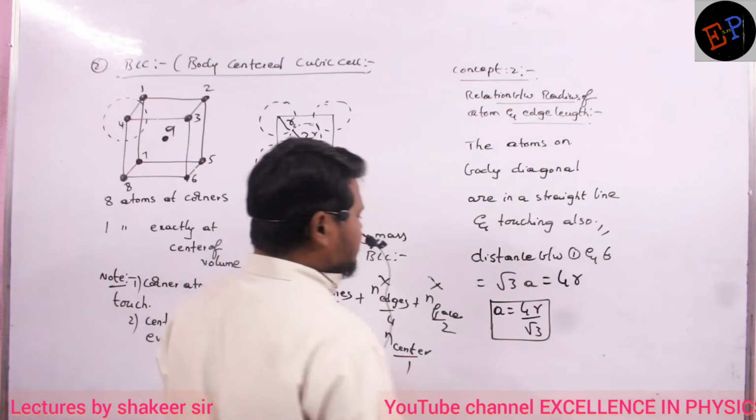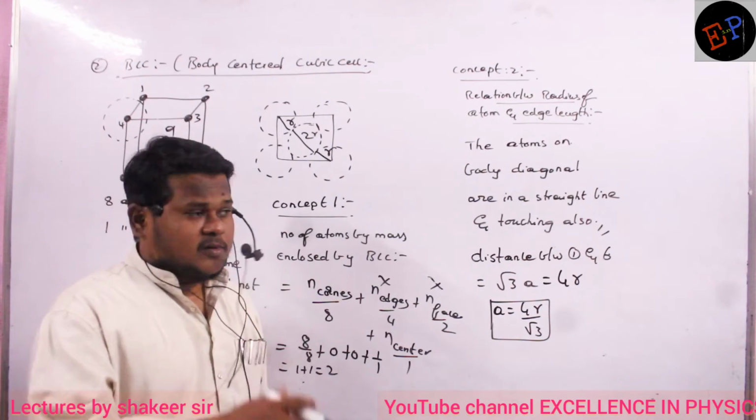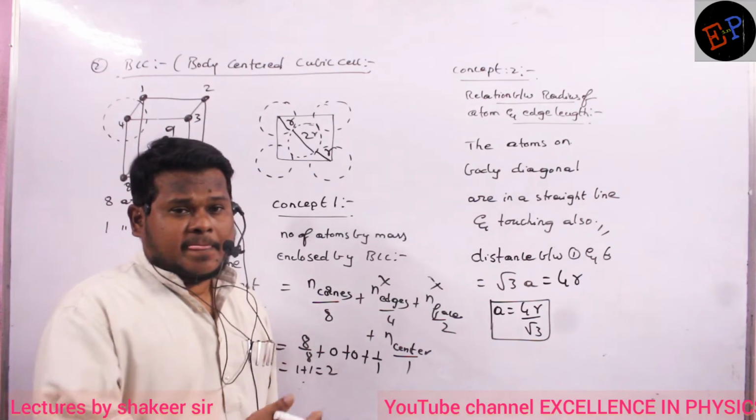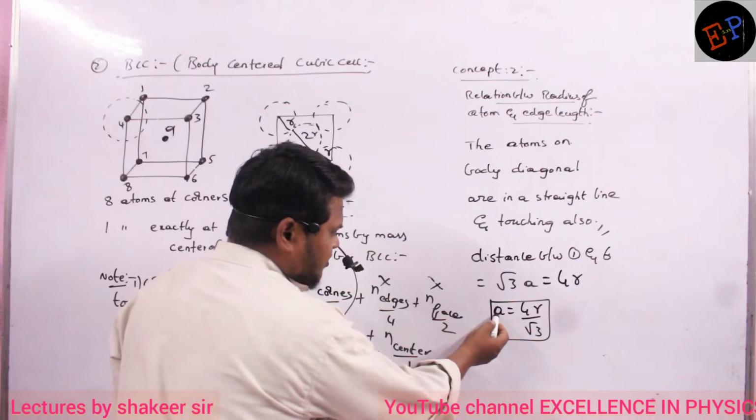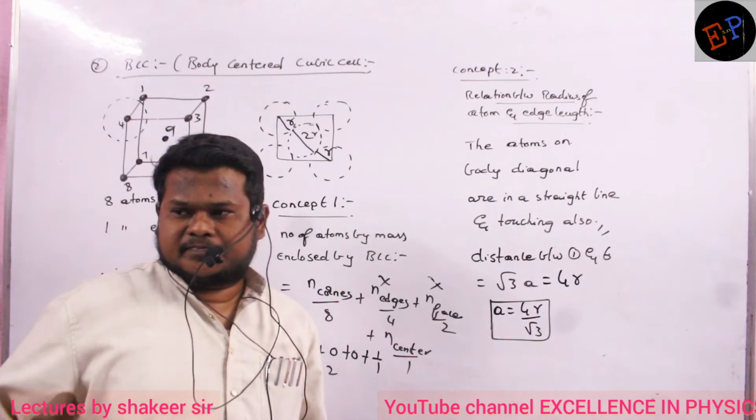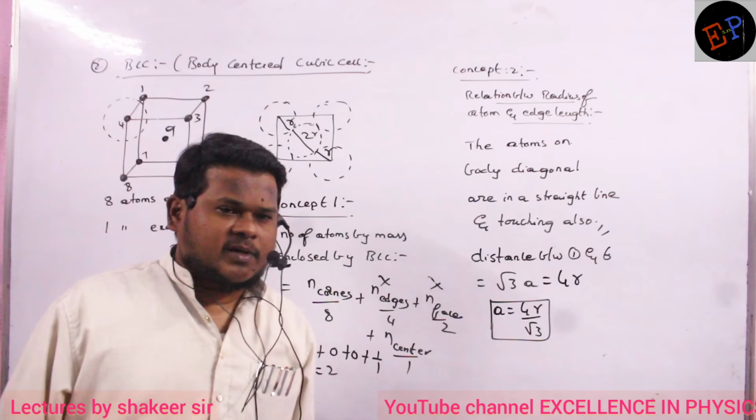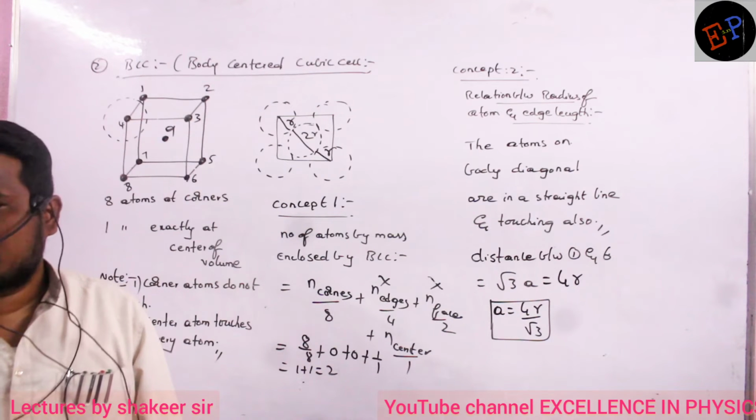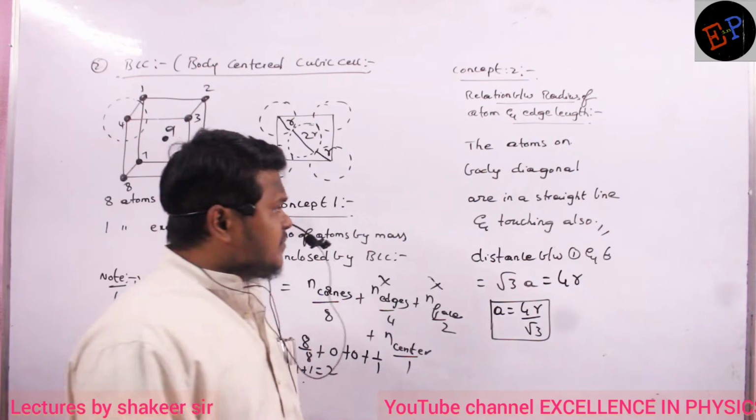So this is the relation between atomic radius and edge length. a means edge length, r means radius. In the previous case I got a = 2r, but here a = 4r divided by root 3. That is how we calculate the relations. Clear, ma?